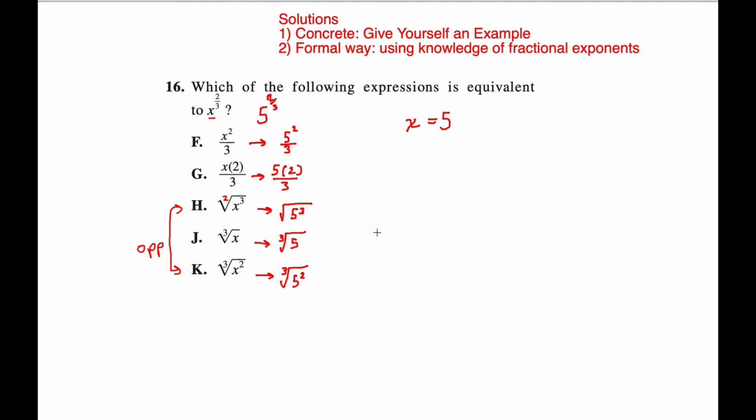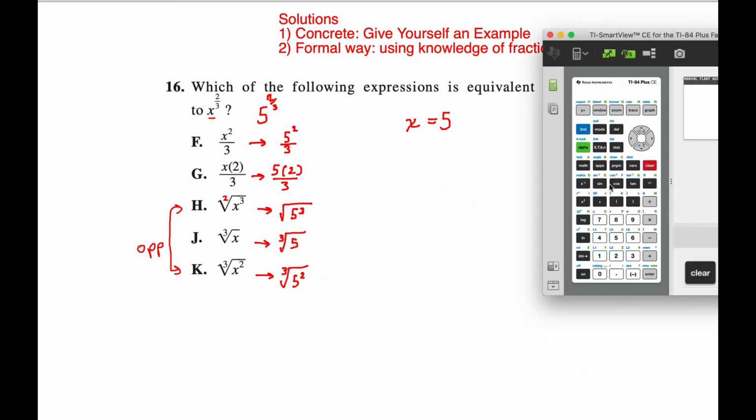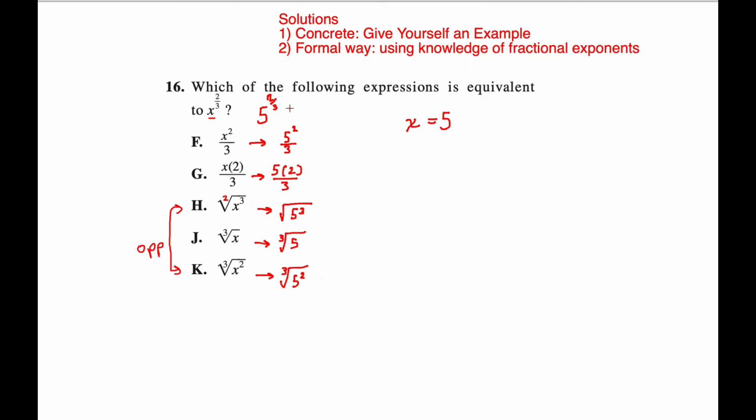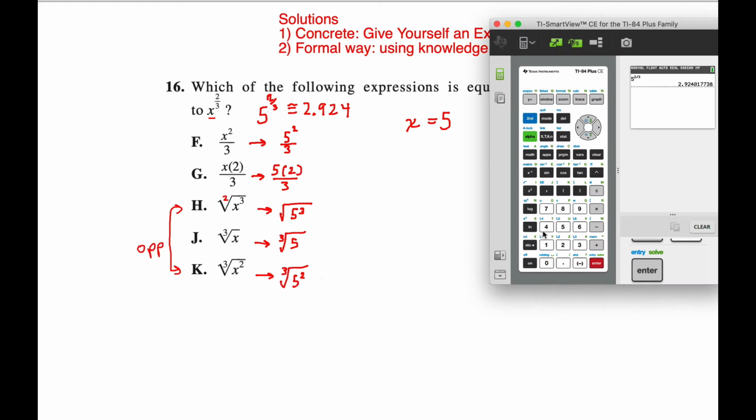Well, basically what we can do at this point is just remember that we have our calculator and we can plug in that number that we chose, 5 raised to the 2/3, and get a sense of what the actual value of that number is. So 5 raised to the 2/3, and it looks like 2.924 approximately. So I'll write that right here. This is approximately 2.924. Now let's look at each of these answer choices and see what they are equal to.